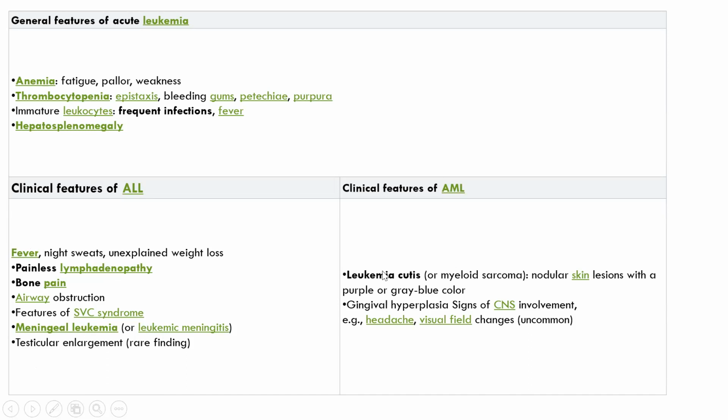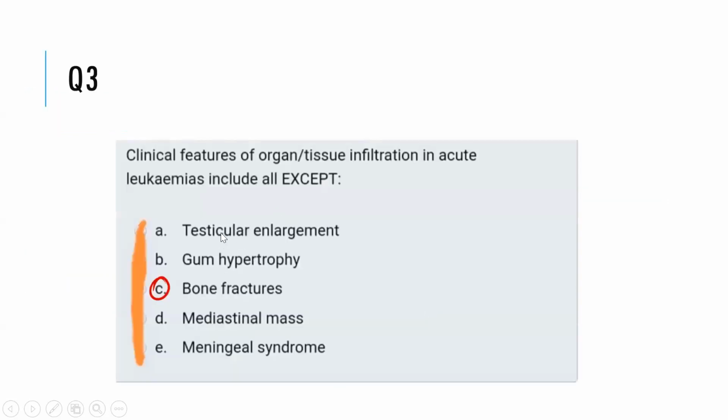Then for AML, we have leukemia cutis, which is a condition affecting the skin and it causes skin lesions. And then we have gingival hyperplasia, which may also have signs of CNS involvement, including headaches and visual field changes. So in this question, we've seen that there's testicular enlargement, gum hypertrophy, mediastinal mass, I didn't find that anywhere, and meningeal syndrome, I've talked about the leukemic meningitis. So the answer that was most likely was this one for bone fractures.